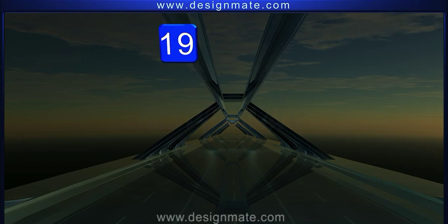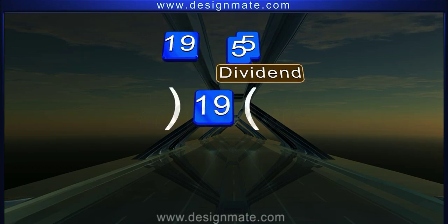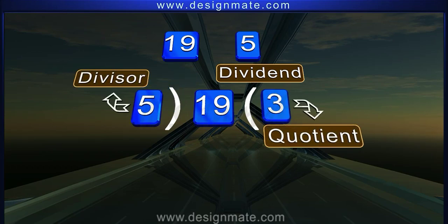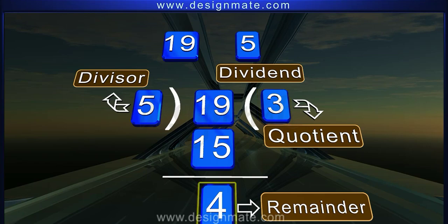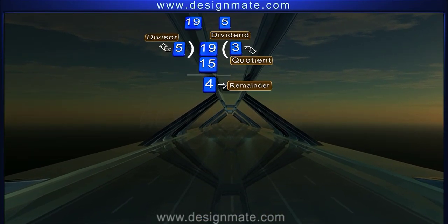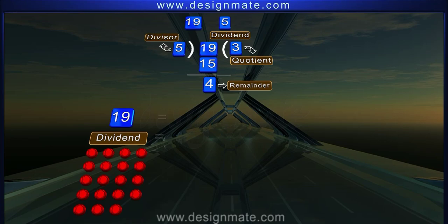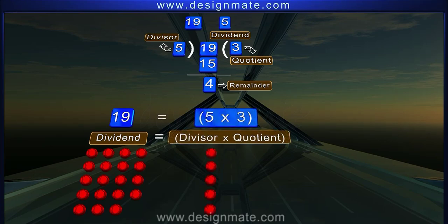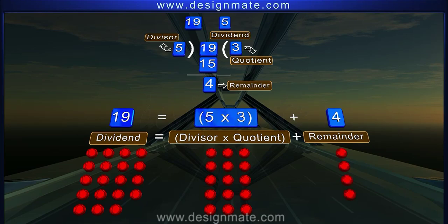Suppose two numbers 19 and 5 are given. On dividing 19 by 5, the quotient and the remainder obtained are 3 and 4 respectively. We can write 19 = (5 × 3) + 4. Here, it is to be noted that the remainder 4 is a non-negative number less than the divisor 5.